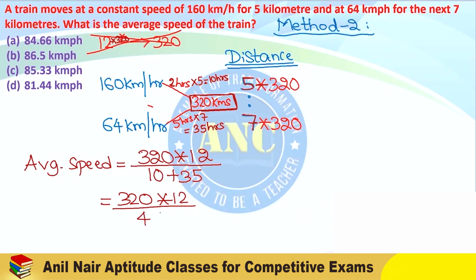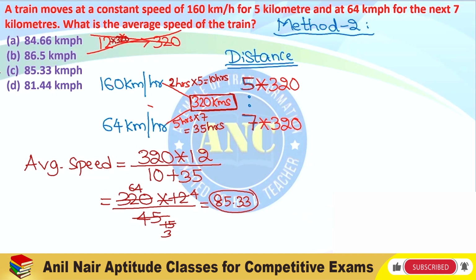So 320 into 12 divided by 45. So it is 3 into 4, 3 into 15 once again. 5 into 3 is 15, and 5 into 64 is 320. So 64 into 4 divided by 3. Once again you will end up with the same answer, 85.33 kilometers per hour, which is option C.